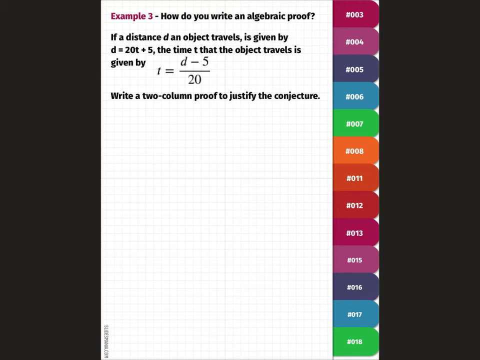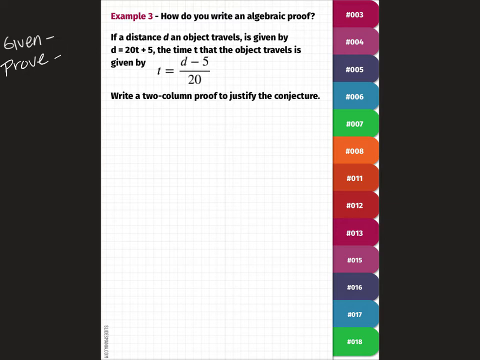So when you write a 2-column proof, the basic setup of your proof is always going to be that you're going to have a given, which could be something from a picture, something in a paragraph like we have here, or it will actually say given. And it will also tell you what you need to prove. So in this case, it's telling us that if we're given d equals 20t plus 5, then we need to prove that t is equal to d minus 5 over 20.